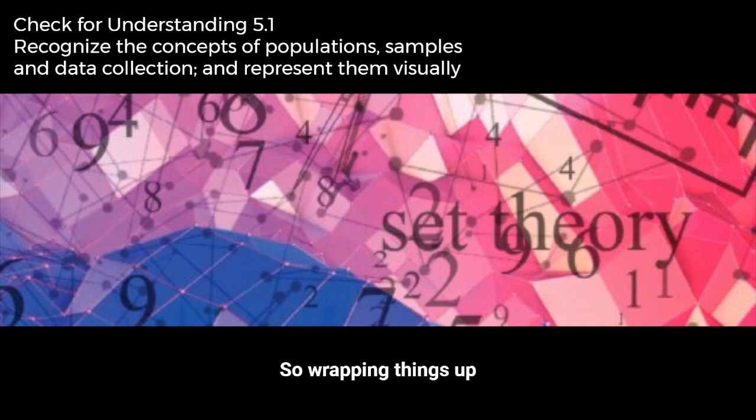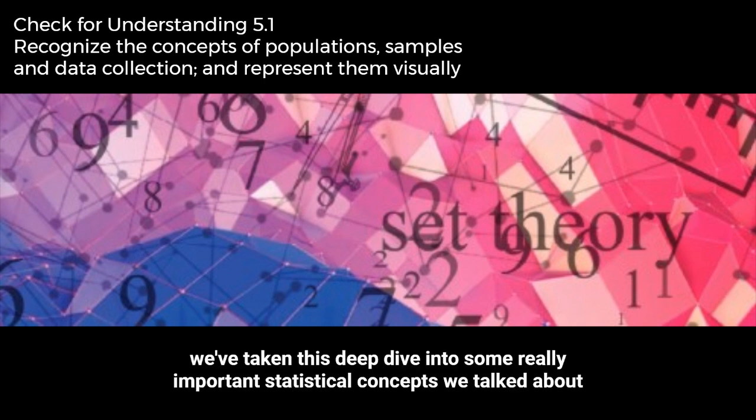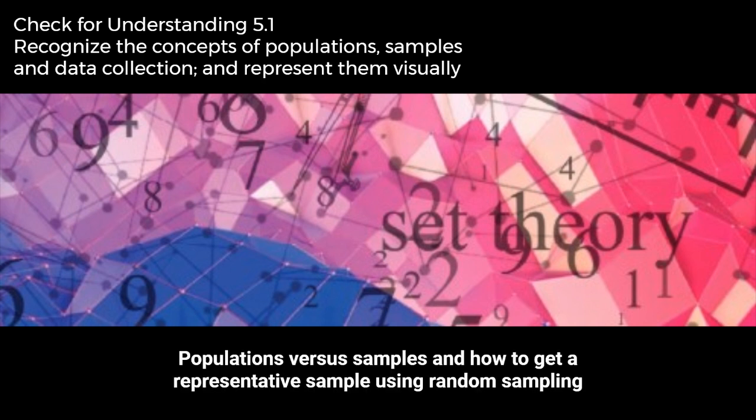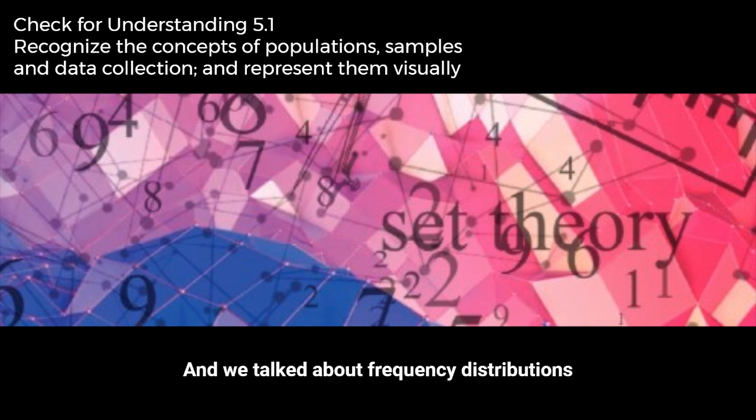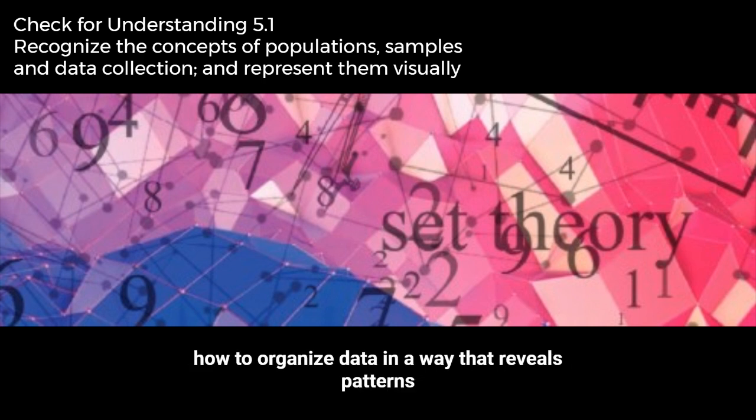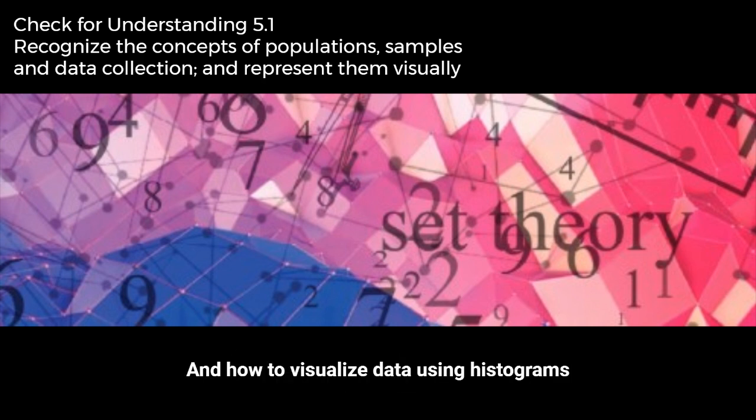So wrapping things up, we've taken this deep dive into some really important statistical concepts. We talked about populations versus samples and how to get a representative sample using random sampling. And we talked about frequency distributions, how to organize data in a way that reveals patterns, and how to visualize data using histograms, frequency polygons, and stem and leaf plots. But as we've seen, visual displays can be deceiving.